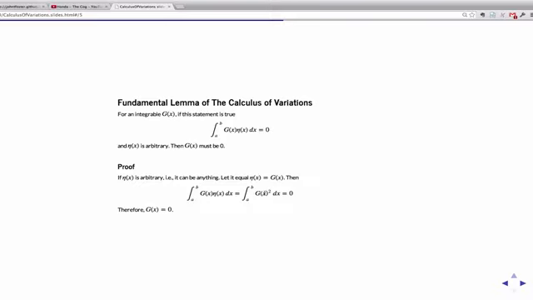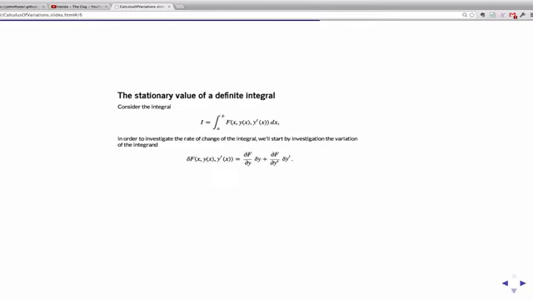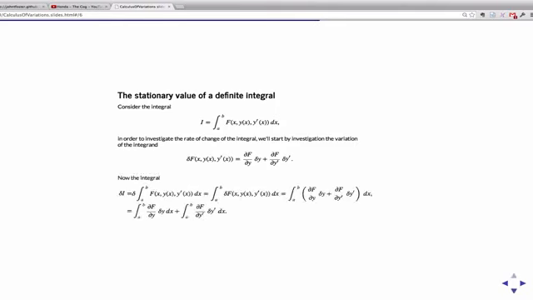The finite elements actually has a very, very strong mathematical backing, and that's why it's so well accepted. And it's all rooted in the calculus of variations. But I encourage you to go look at these notes in more detail and go a little slower through them. But basically now we have that the stationary value of a definite integral, which is what we need to do to solve our equation for the Brachistochrone problem, right?